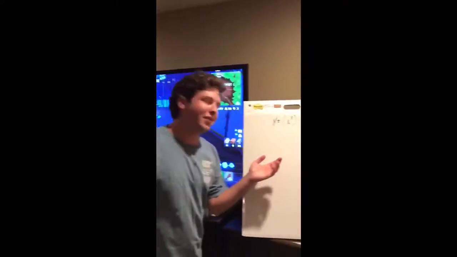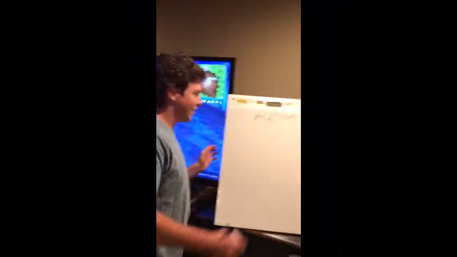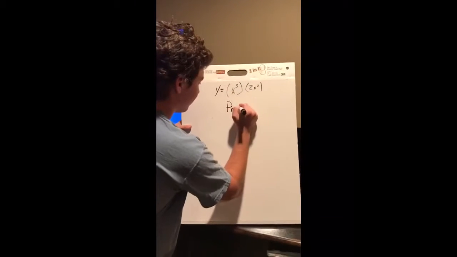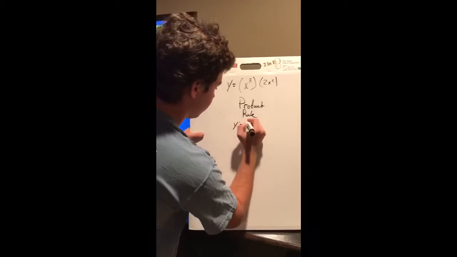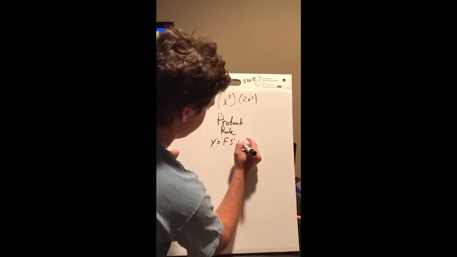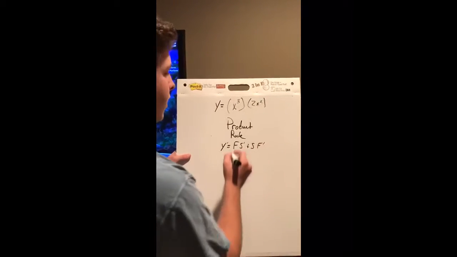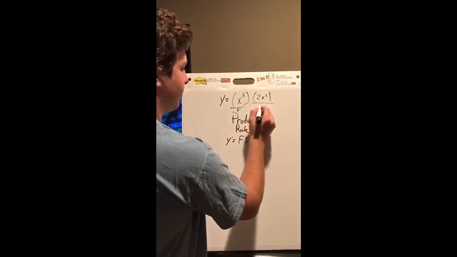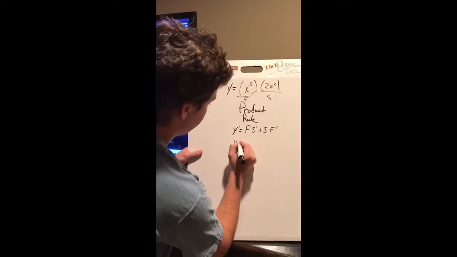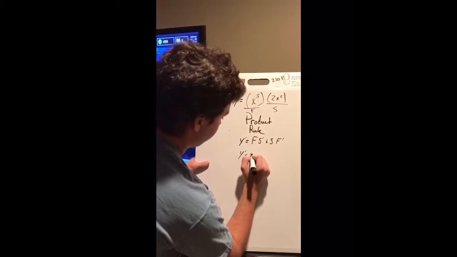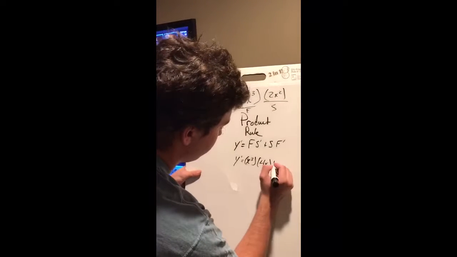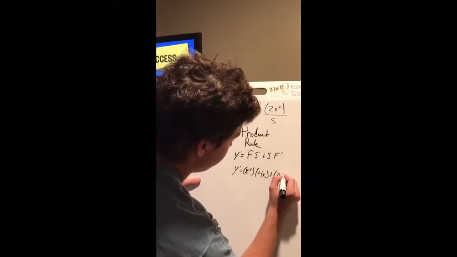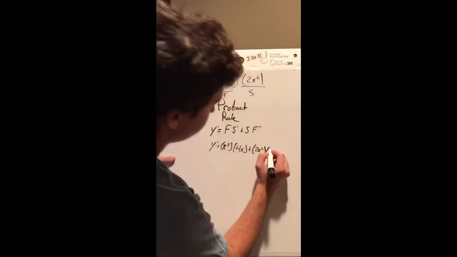Okay, so in order to take the derivative of this, do we use the quotient rule? Do we use the product rule? Okay, so we're going to use the product rule, which is y prime equals first times the derivative of the second plus second times the derivative of the first. And in this equation, this is your first, this is your second. So y prime is going to equal, first is x cubed times the derivative of the second, which would be 4x, plus the second, which is 2x squared, times the derivative of the first, which is going to be 3x squared.